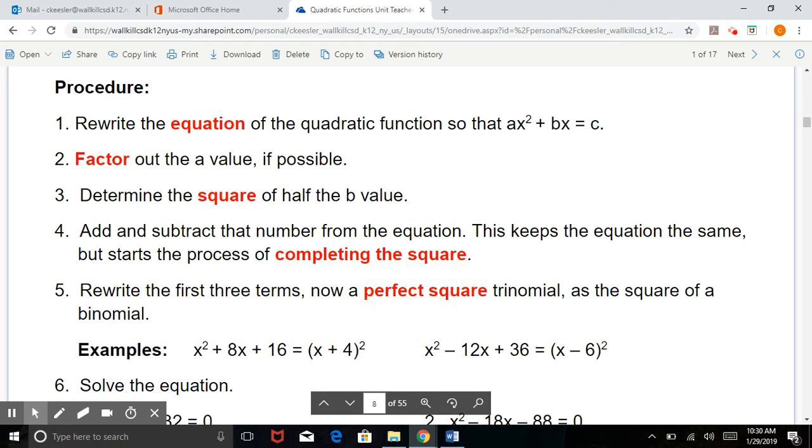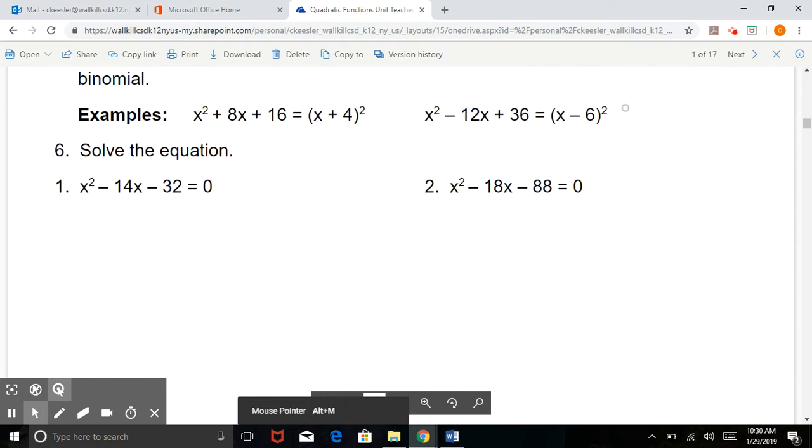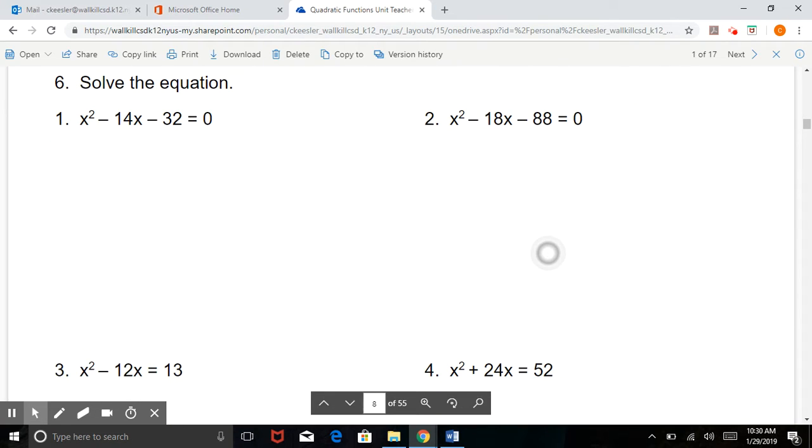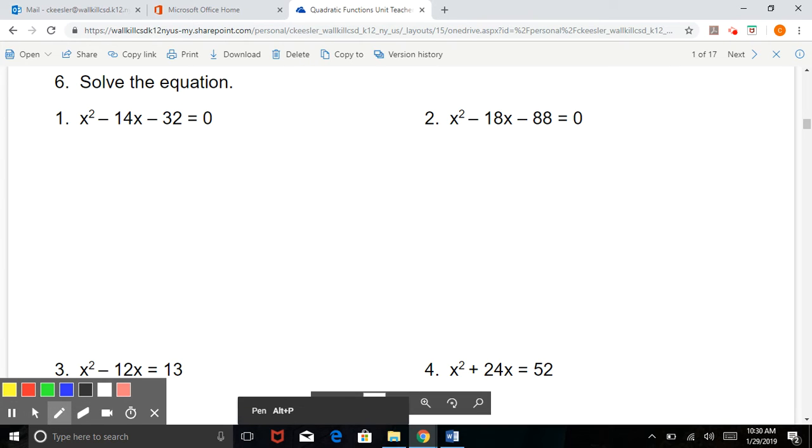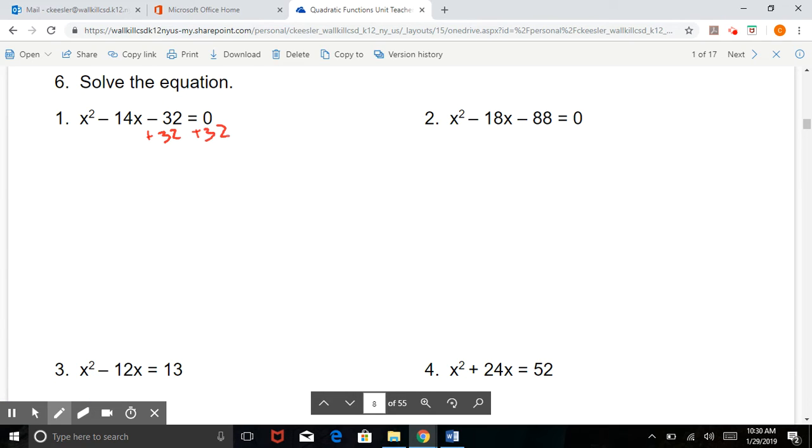Taking a look at number 1, I'm going to jump around in this lesson, so you can pause as you would like or when I say to try some of the other ones. For number 1, we're going to start by setting it equal to the c term. So we add 32 to both sides, which gives us x squared minus 14x equals 32.